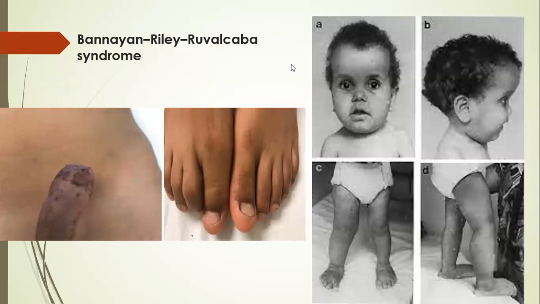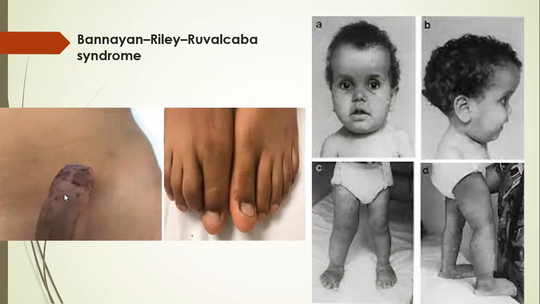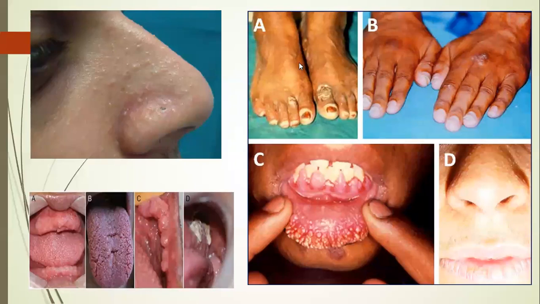So the Bannayan-Ruvalcaba syndrome is mainly characterized by macrocephaly. Then there are hamartomatous intestinal polyposis, lipomas, and pigmented macules on the penis. This is Cowden syndrome, characterized by multiple trichilemmomas, acral keratosis, and cobblestone mucosa.